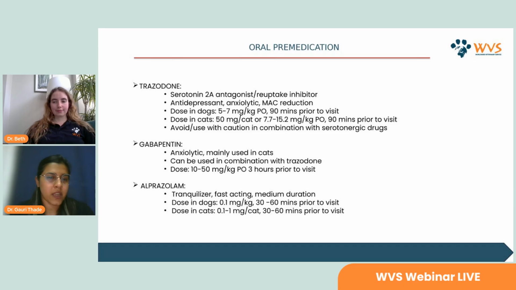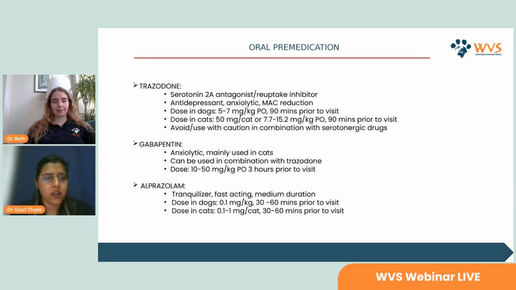And for cats it is 50 mg per cat, or 7.7 to 15.2 mg per kg, again 90 minutes prior to the visit. It can be used in combination with gabapentin. If you have an animal that you know is anxious or aggressive, and it needs to come into the clinic for a planned procedure, then it is always better to dose the trazodone at a much lower dose, say around 3.5 mg per kg, and then titrate upwards until you get the level of sedation and anxiolysis that you want.